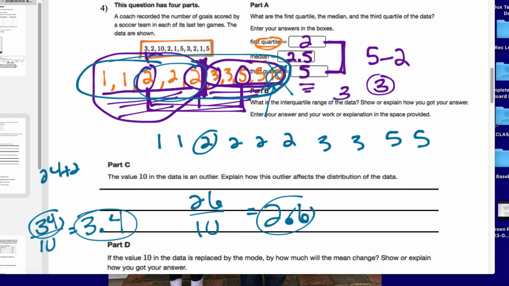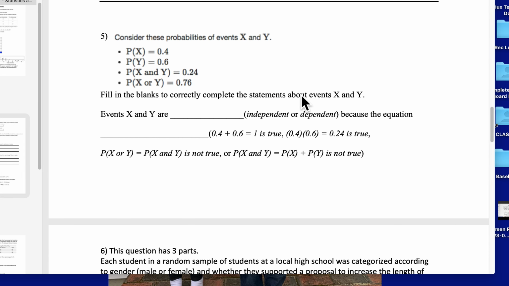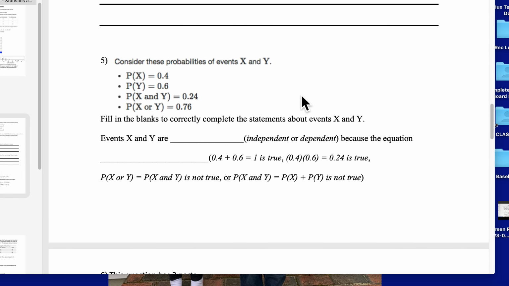We got probabilities. We just did this, so we can go pretty quickly with this one. It says the probability of X is 0.4, probability of Y is 0.6. Probability of both happening is 0.24. And then or, that's kind of a new one, but doesn't actually impact anything here, is 0.76. So fill in the blank.